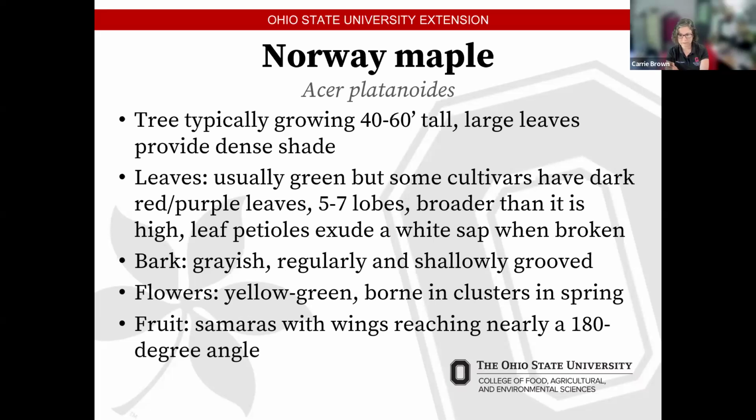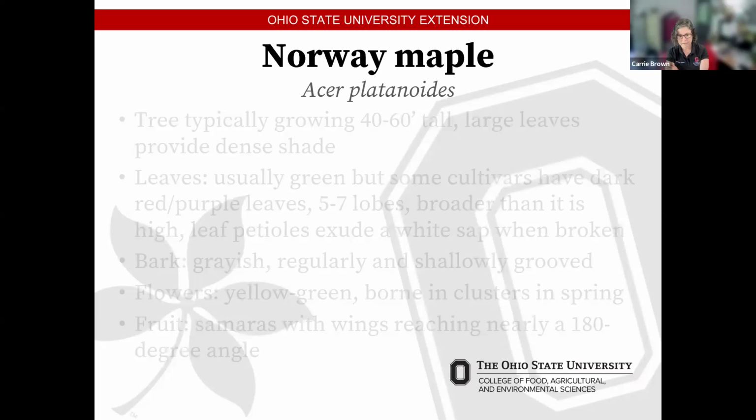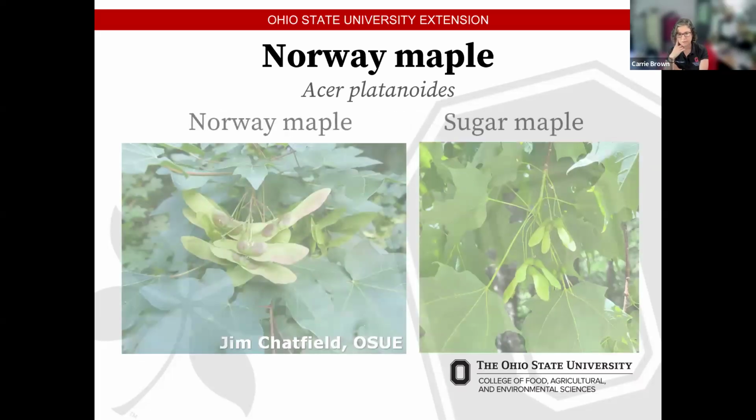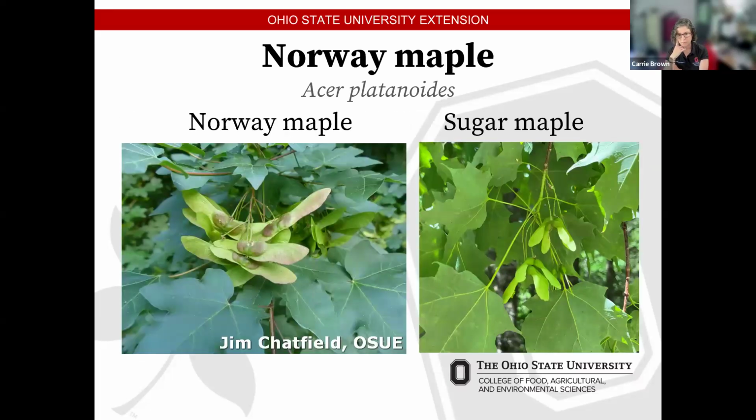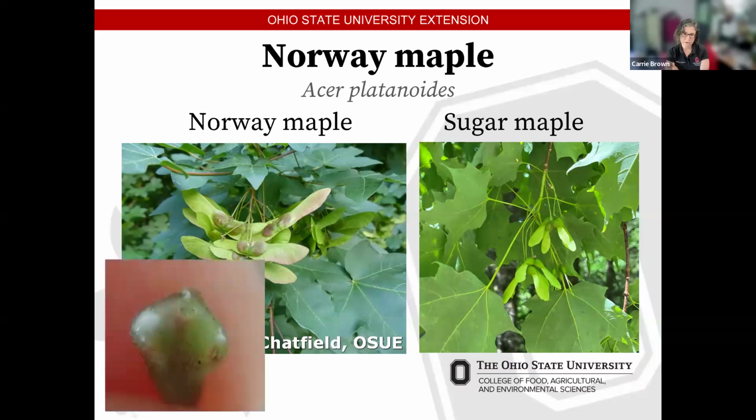But the difference with these samaras is their wings reach out to nearly 180-degree angle, which you can see here on the left. So those wings are kind of straight out, whereas the sugar maple that you see on the right are not nearly as angled. Then you can also see that white sap on the petiole of the leaf of Norway maples.